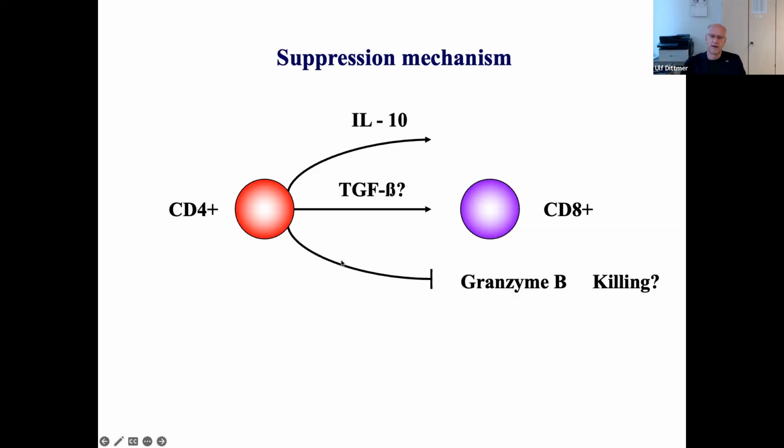And then there are a number of papers, mainly from one group in France, showing that they can produce cytotoxic molecules, especially granzyme B, and not only suppress effector T cells, but really kill them. But this has not really been found in other labs, including ours. We could never verify this data. So I'm not sure if this mechanism of action is really important or true.